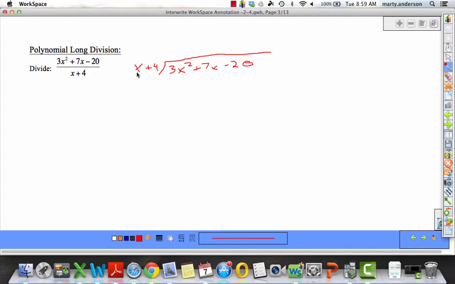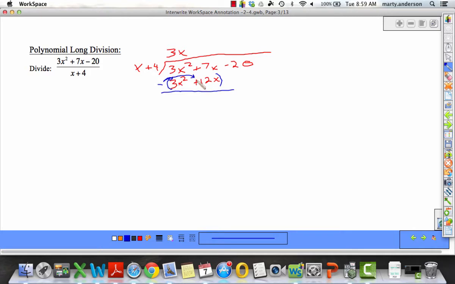So now you ask yourself, how many times does x go into 3x squared? Basically, you're looking for, what do I need to multiply x by in order to make 3x squared? And I'm going to do times 3x. So 3x times x is 3x squared, and 3x times 4 is plus 12x. The next part is probably the most important thing that we have to do. When we have to subtract both of these, because I want those 3x squares to cancel out, but you can't forget that you have to subtract this 12x as well.